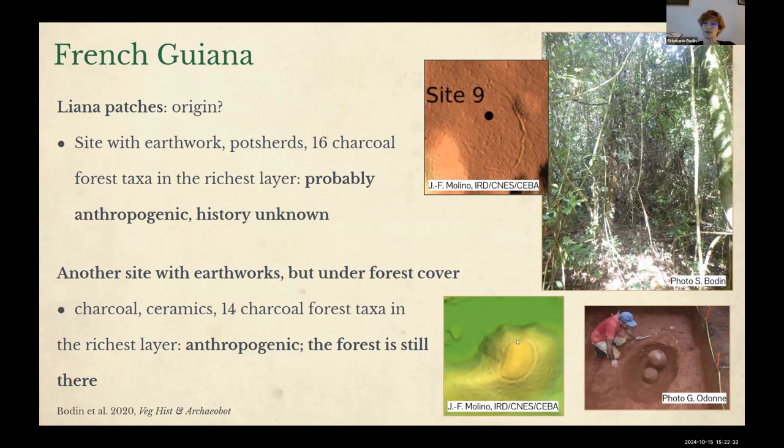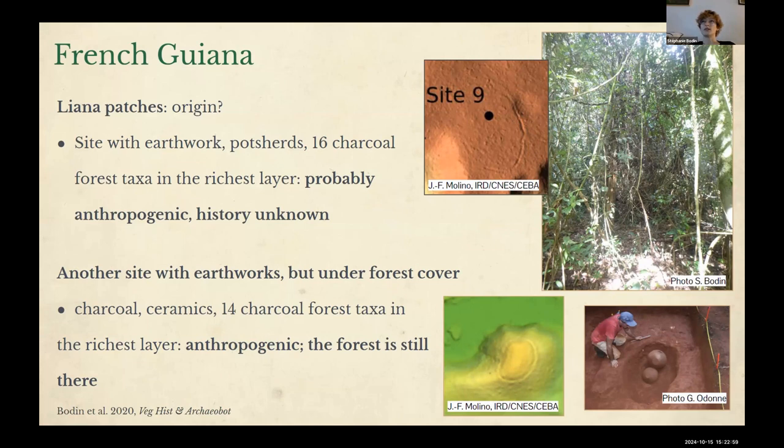So this time it wasn't the forest cover, no liana, no bamboo-like vegetation. And there were ceramics, complete ones that you can see on this picture. And there were also a lot of charcoals. So this site is obviously anthropogenic, but here the forest is still present. So we don't have a liana that developed afterwards or a bamboo-like vegetation.